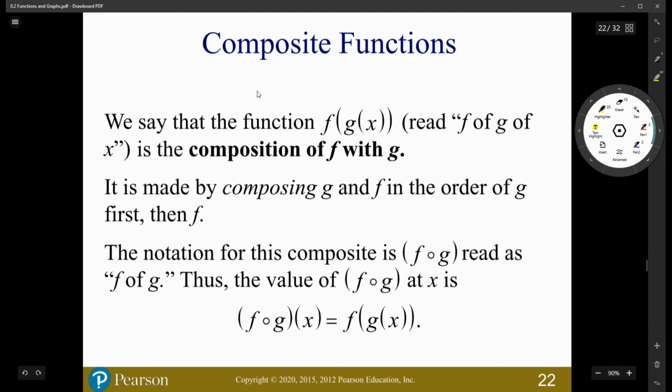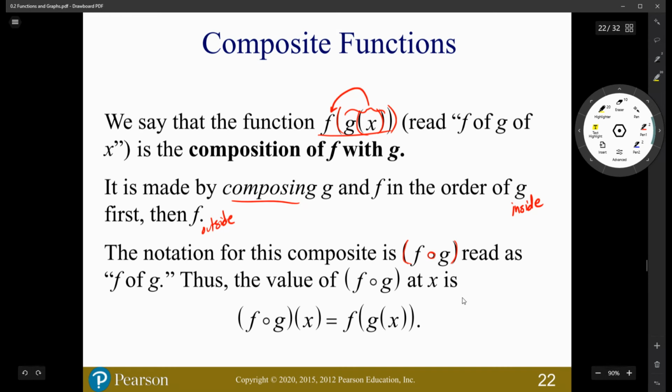Next are composite functions. We say that a composite function is written like this, but it's read f of g of x. It's one function plugged into another function. It's made by composing g and f in the order of working g first and then f. I like to refer to g as the inside function, f as the outside function. Inside first, outside next. This notation can be used up here with parentheses, but also you may see the notation f with a little circle, read f of g.